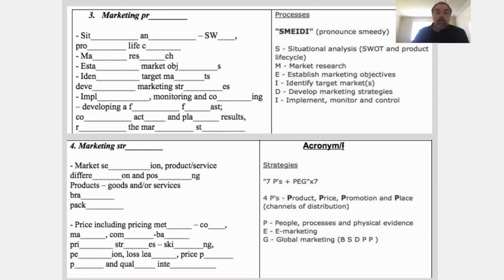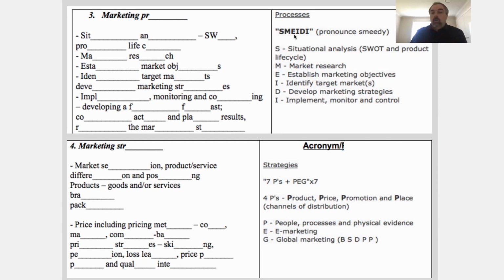Like I said, they're around, but basically you take the syllabus document and you can get it in a Word form from NESA, and you can just delete words or part words. And the idea would be that repetitively you would go through and continually work on filling these out. So we look at here, it's marketing processes, section 3, situational analysis, and that's broken into a SWOT, product lifecycle. And then the second component is the market research, establishing marketing objectives, identifying target markets, and developing marketing strategy, etc. So you would just go through and work on that.